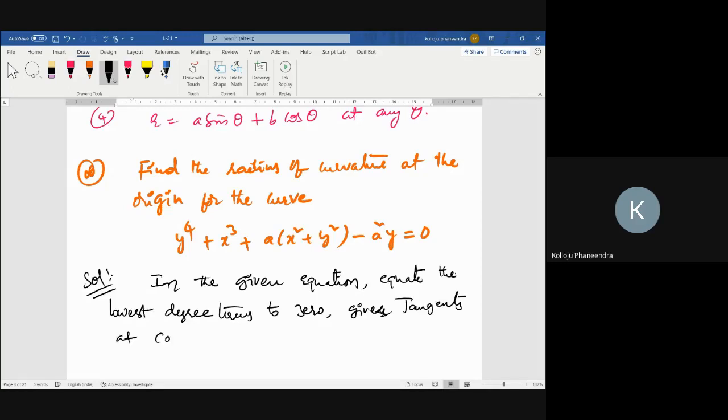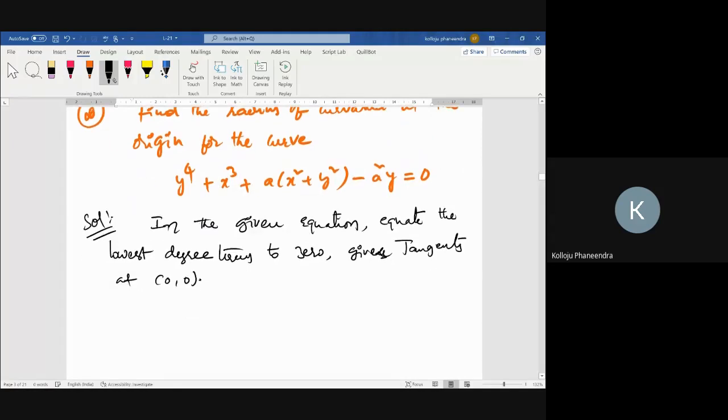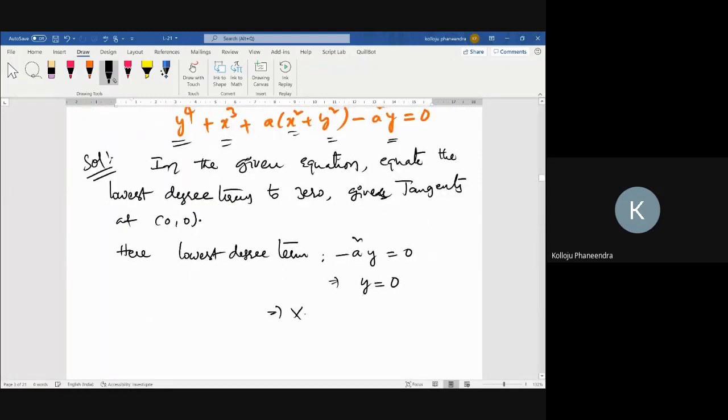And here, what is the lowest degree term? This is y power fourth degree, x cube third degree, this is second degree, this is also second degree, and this is first degree. So the lowest degree term is minus a square y equal to 0, which means y equal to 0. Y equal to 0 is nothing but the x-axis. This implies the x-axis is the tangent at the origin.